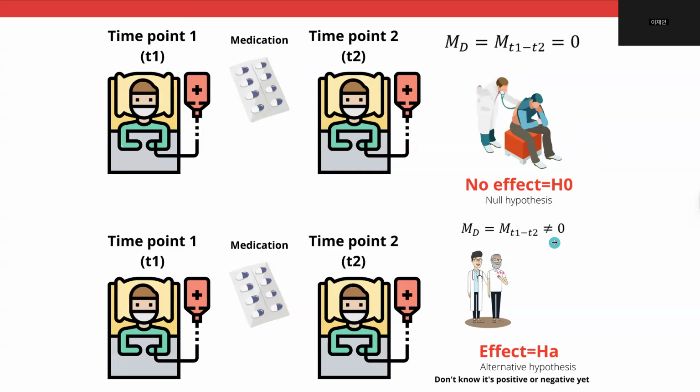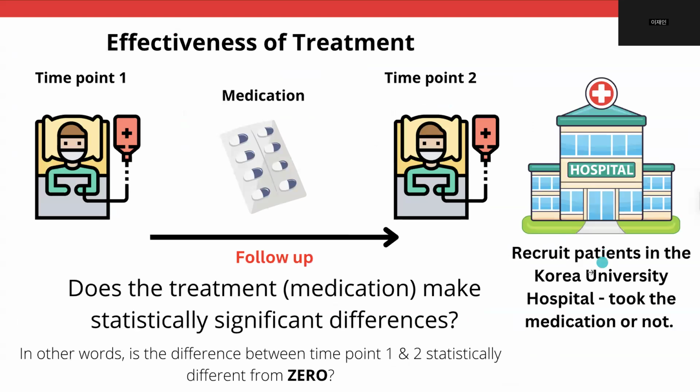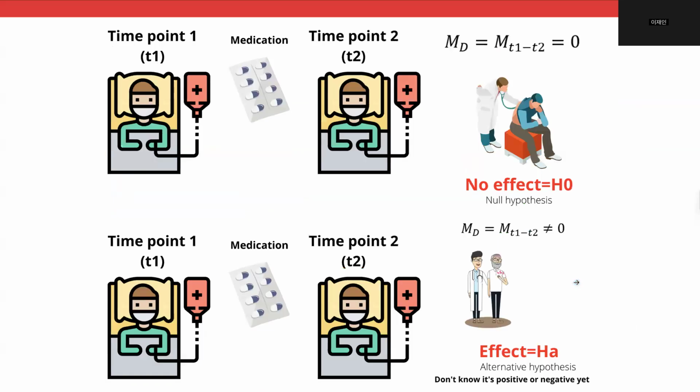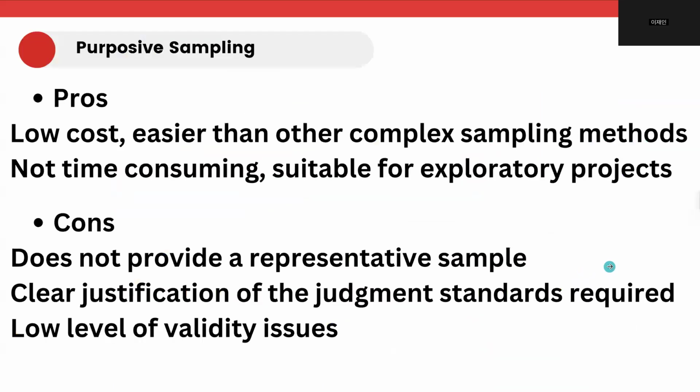But if there was some impact, we are not sure whether that was positive or negative. But anyway, it was not zero. So there was some positive or negative impact of the medicine. So you are using the patients in the Korea University Hospital, categorizing the people who are patients there. But we cannot generalize our finding to all patients in South Korea because this is not a representative sample. Still, it costs less and is easier than other complex sampling methods in probability sampling.